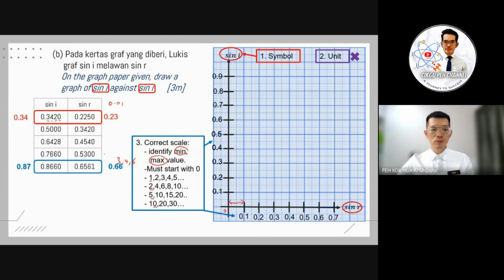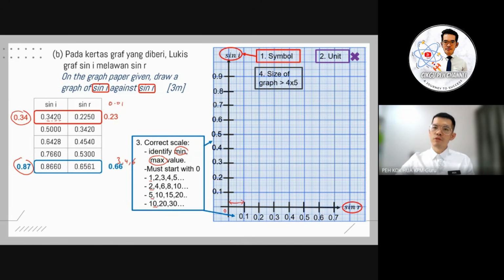So here, as I mentioned, the scale we give must include the minimum and maximum value. In the example here, the minimum is 0.34 and the maximum is 0.87, which is on our y-axis. So our reading must be more than 0.87, so here it is 0.9. And we start our value with 0, so definitely it includes the 0.34 already. So that means tip 3 is already fulfilled with the scale I stated here.